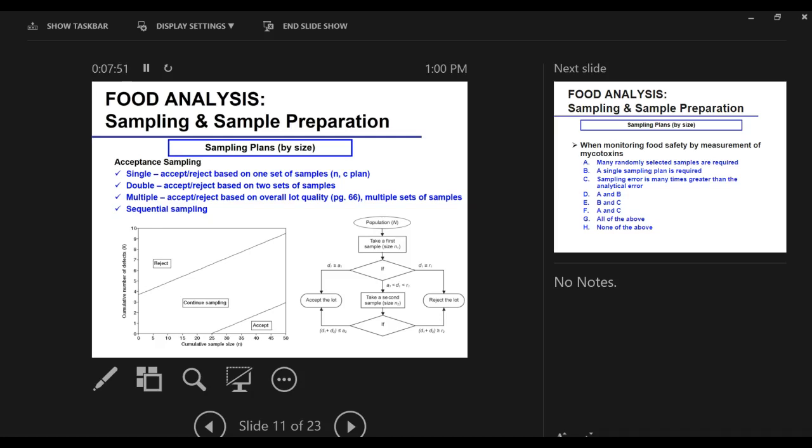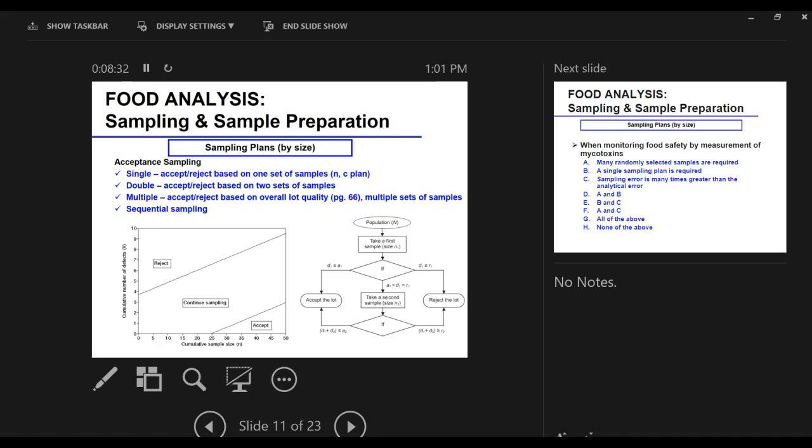So here's an illustration. You have your population, and you take out a set of samples. If it is below a certain defect number, you accept it right away. If it's above a number that you stated is the maximum defects we can have, you reject right away. If it's in between, you take another sample, test for the defects, count them, add them up, and compare them to a minimum accepted and a maximum accepted.